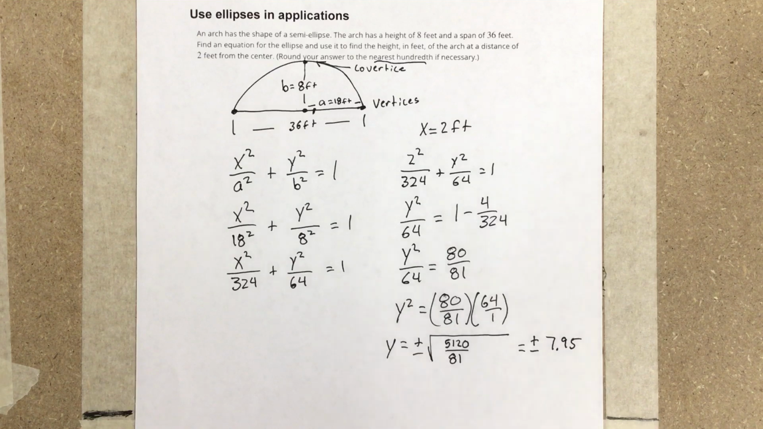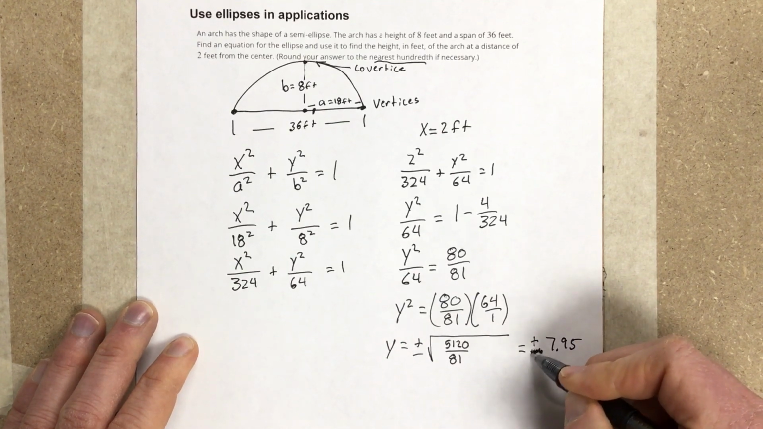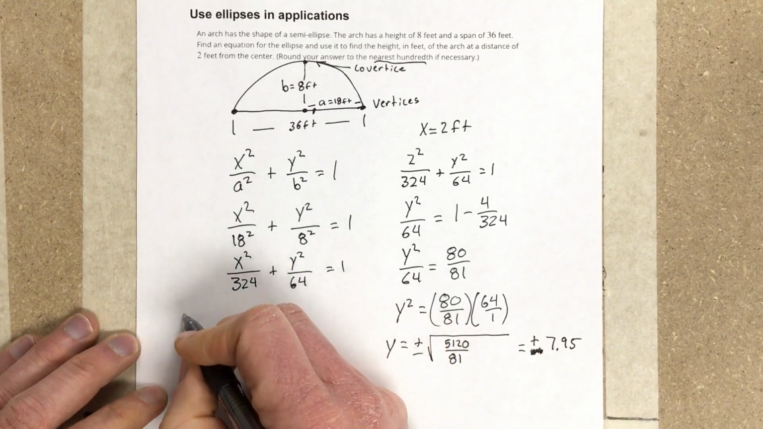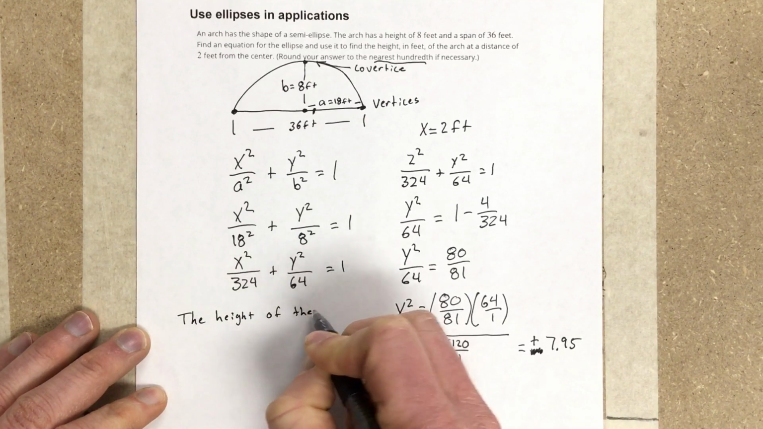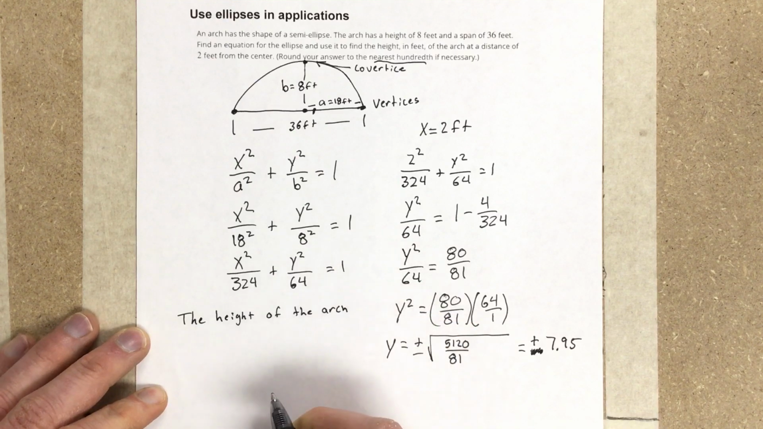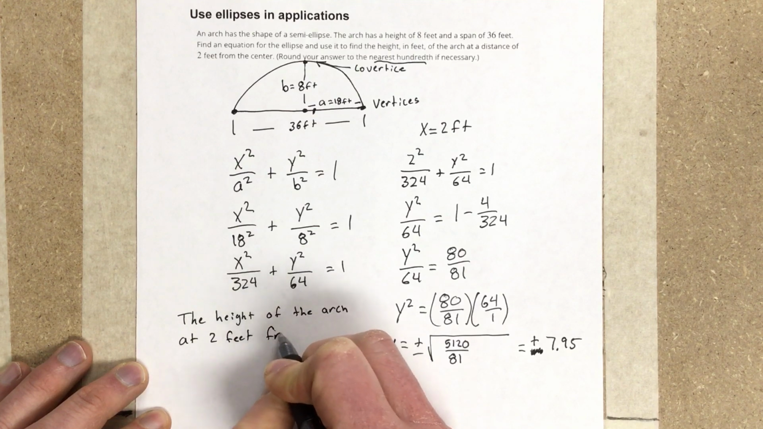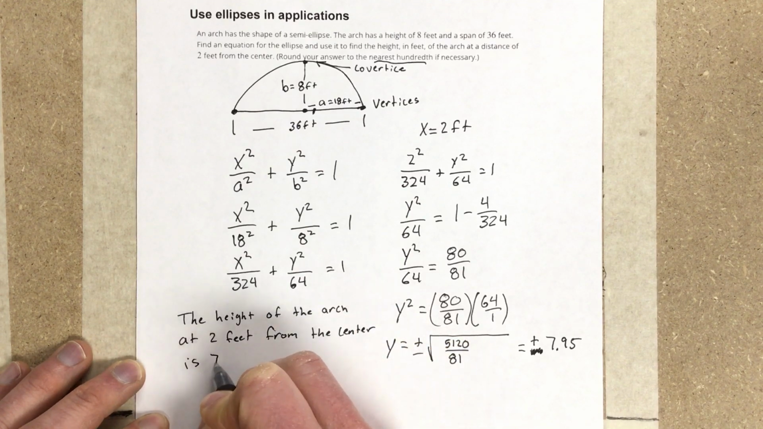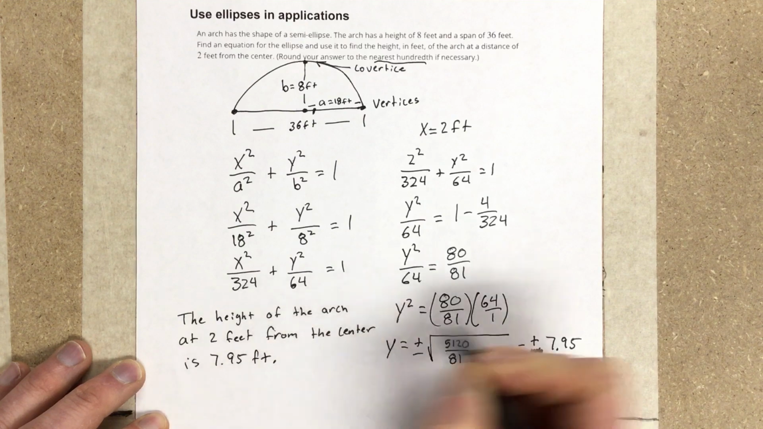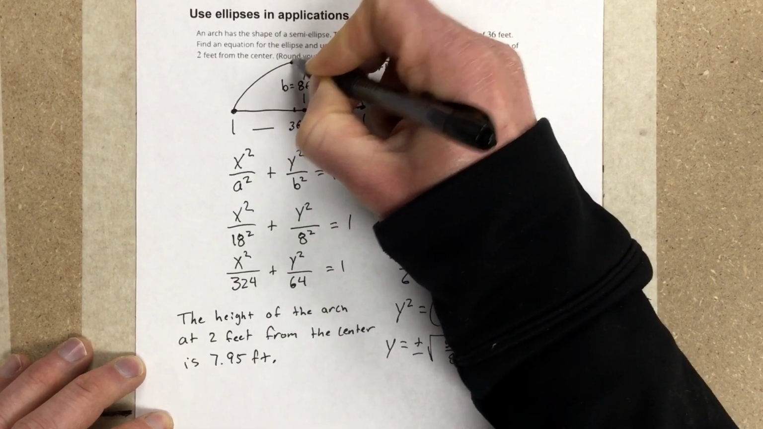So the height, we can't have a negative height here, right? Because this is talking about the y values. We can't have a negative height, so we're going to ignore the negative sign. And we're going to say the height of the arch at 2 feet from the center is 7.95 feet. Now that could be, this is 7.95 feet, and then if I go 2 feet this direction, I'd also have 7.95 feet there.